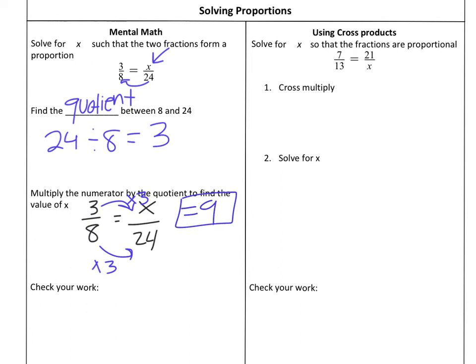Okay, and if I want to check my work, I'm just going to write those two fractions. 3 over 8 and 9 over 24, and I'm going to cross multiply. I'm going to take 3 times 24, and I want to know, does that equal 8 times 9?